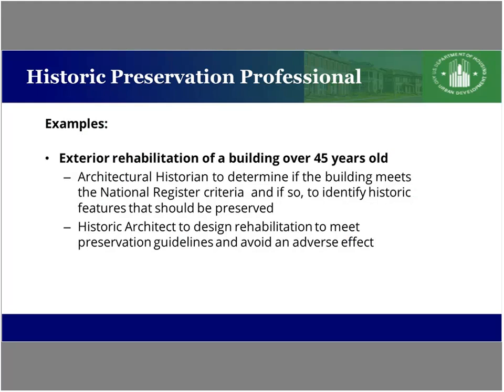Another example of a scenario is when a project involves exterior rehabilitation of a building over 45 years old. What do qualified professionals contribute to that undertaking? The architectural historian could determine if the building meets the National Register criteria, and if so, identify what the important features of the building are that should be preserved in the rehabilitation. And a historic architect could be involved to design the rehabilitation to meet preservation guidelines and avoid an adverse effect. And there again, an architectural historian would be helpful in making that evaluation as well.